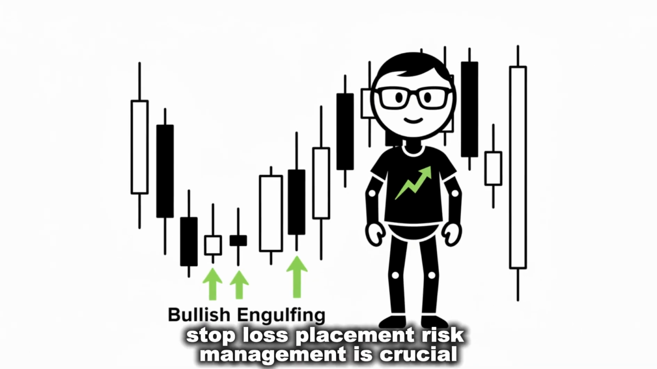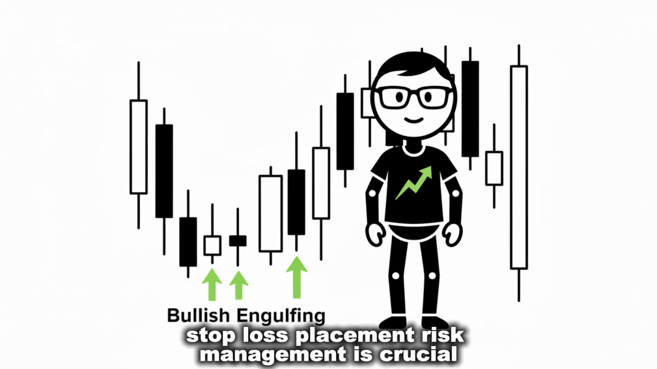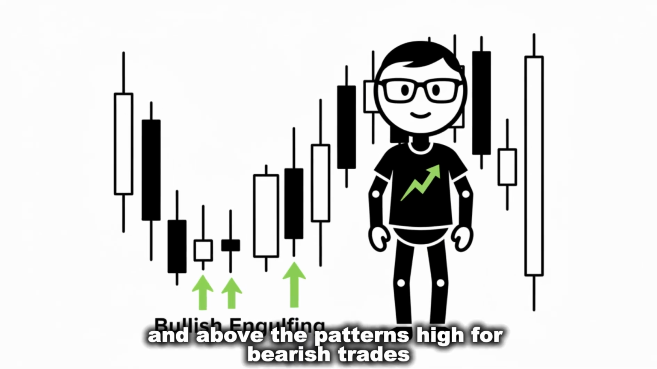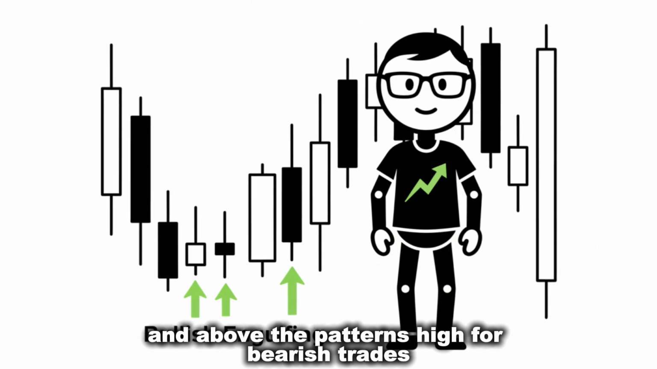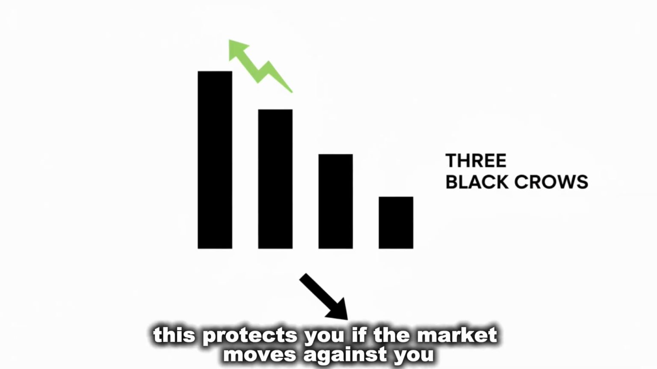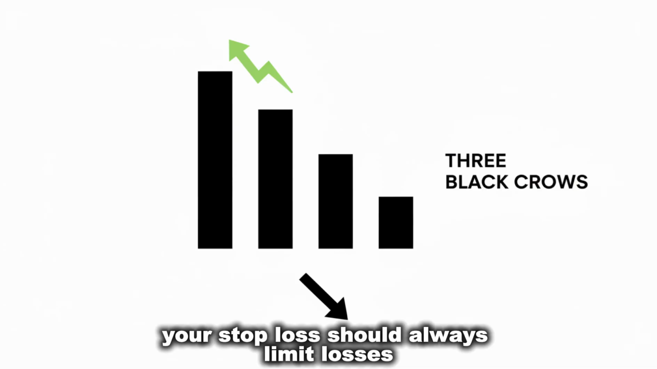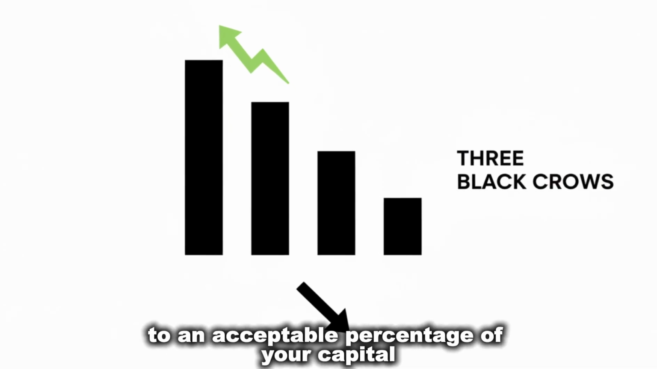5. Stop loss placement. Risk management is crucial. Place your stop loss below the pattern's low for bullish trades and above the pattern's high for bearish trades. This protects you if the market moves against you, because patterns don't guarantee success. Your stop loss should always limit losses to an acceptable percentage of your capital.